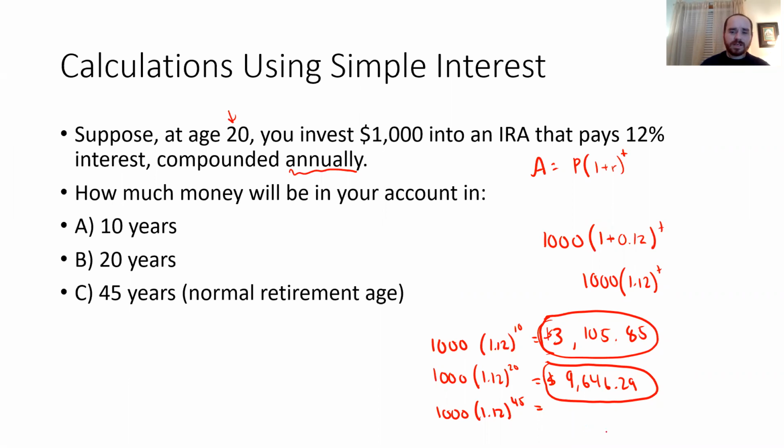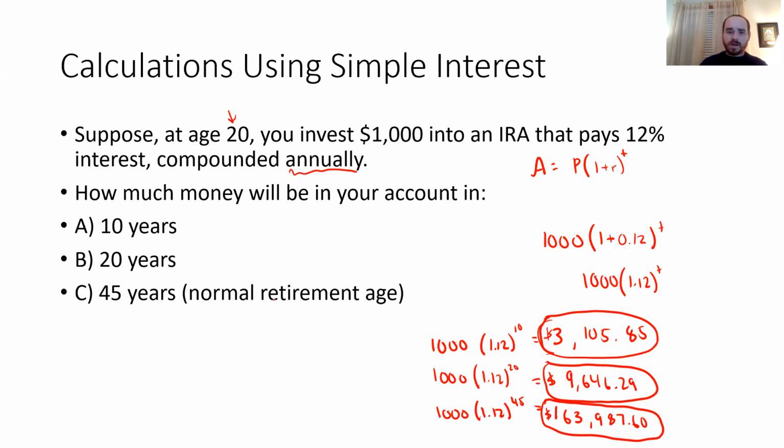Now this is where things start to get a little bit crazy. But after 45 years, this is going to be worth $163,987.60 without doing a single thing. So this is not necessarily just an ad for you guys to all go out and invest early, but this is the power of interest that compounds on top of itself.